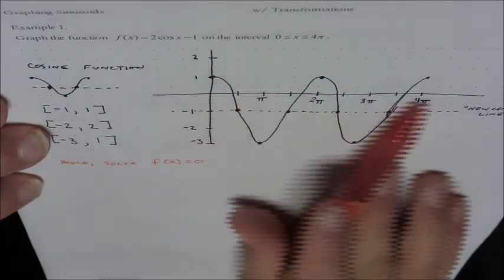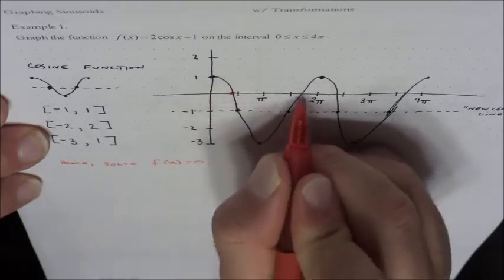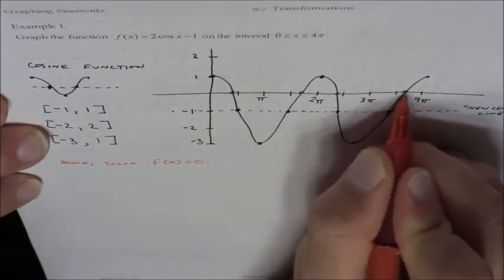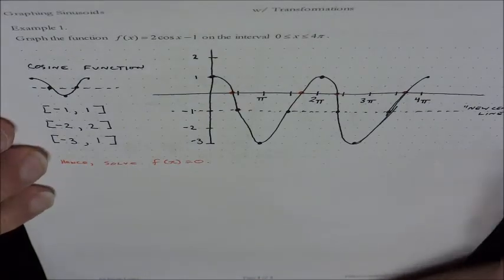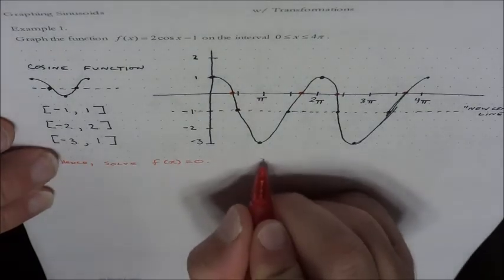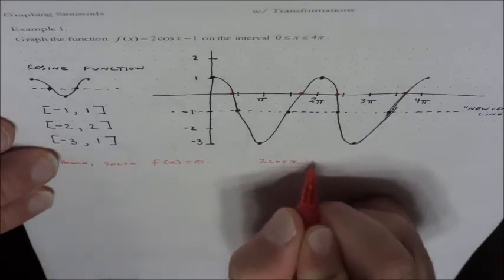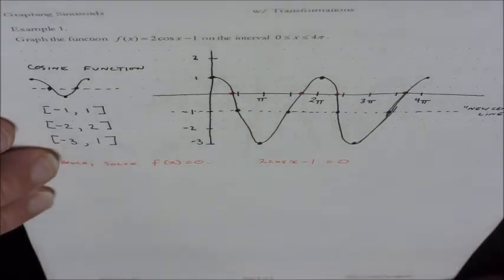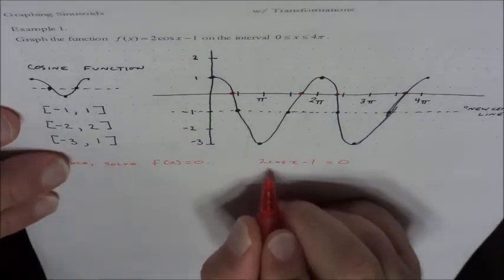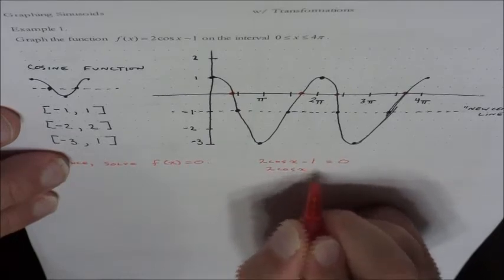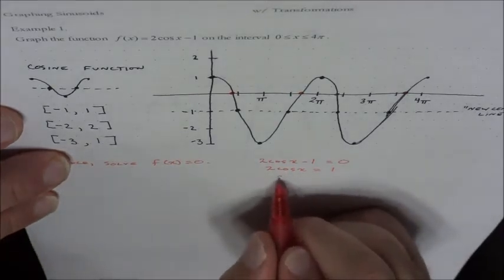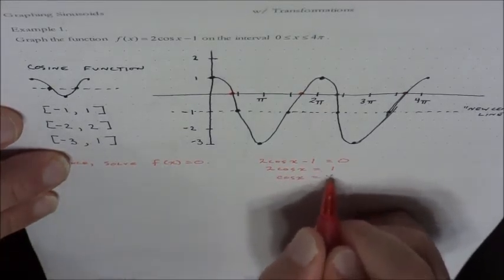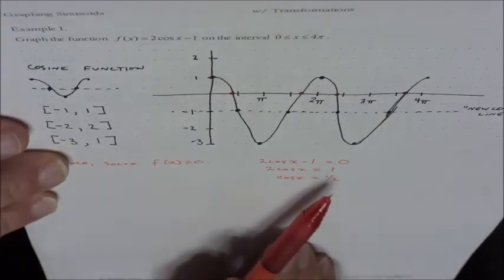So if we have our graph, f of x is equal to 0 is going to be those 4 points on the x-axis where it crosses. Now, if I want to solve, really that's just saying I'm going to set 2 cosine of x minus 1 equal to 0. What could I do next? Well, I could add 1 to both sides, and that's going to give me 2 cosine of x is equal to 1. Divide both sides by 2, and I have cosine of x is equal to 1/2.